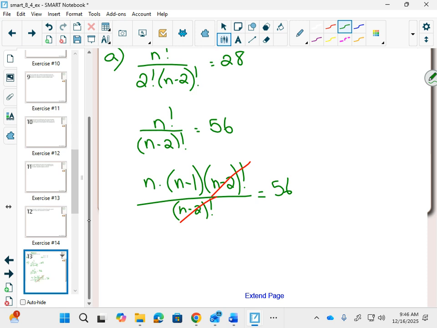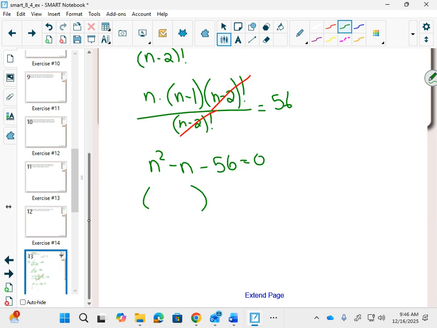And now I have a quadratic equation. n squared minus n, when I multiply that out, if I move the 56 over to make it equal to 0, I can factor. And I get 2 possibilities of answers. n can equal 8 and n can equal -7.